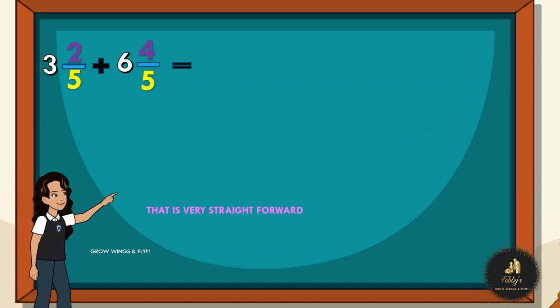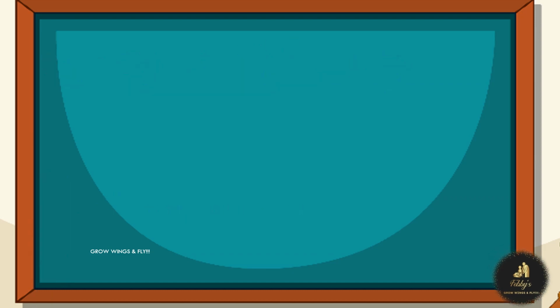So Mr. Febby, that was very straightforward. 3 add 6 is 9, and 2 add 4 is going to give me 6, and the denominator is going to be the same. So my answer is 9 6 over 5. Am I right? Perfect. You are correct.